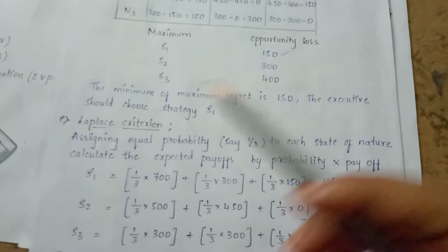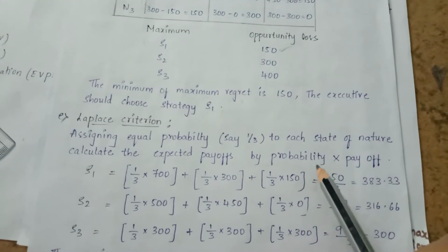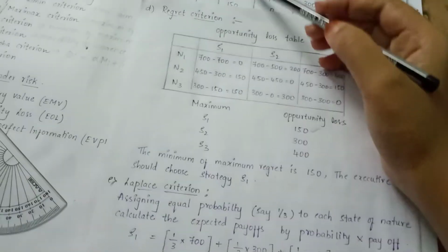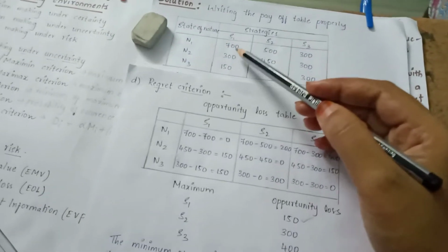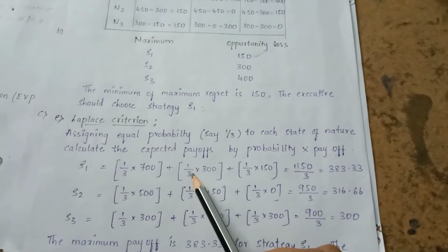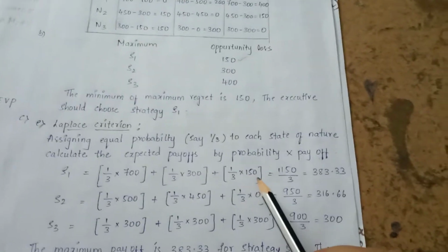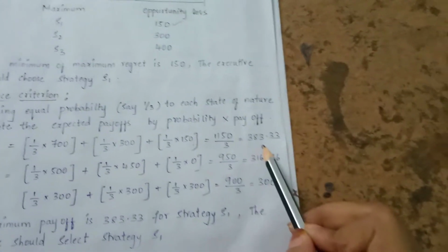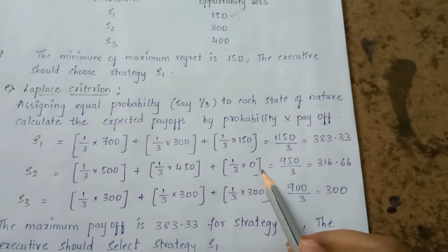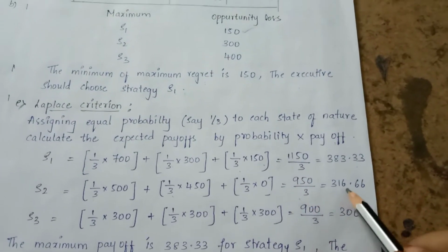For each strategy, calculate the expected payoff by multiplying probability into payoff. For S1, students, the payoffs were 700, 300 and 150. So 700 into 1 by 3 plus 300 into 1 by 3 plus 150 into 1 by 3. So 700 plus 300, 1000, plus 150, 1150 by 3 is equal to 383.33. Next, for S2, students, 500, 450 and 0. So 500 into 1 by 3, 450 into 1 by 3, 0 into 1 by 3. So 500 plus 450, 950 by 3 is equal to 316.66.